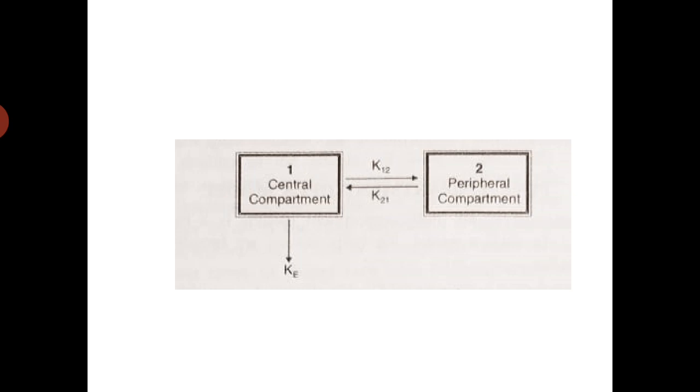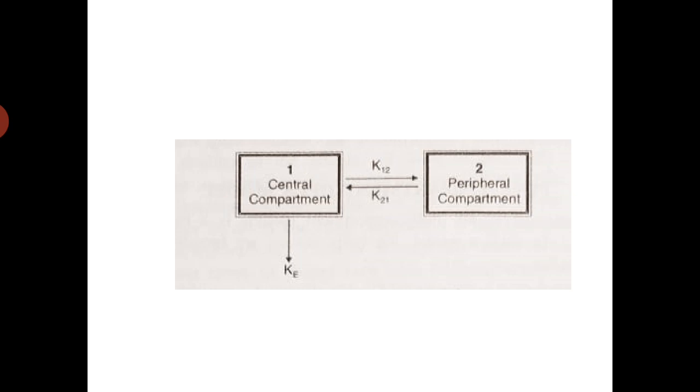The drug that is administered reaches the first compartment, which is the central compartment. In the concept of the two compartment model, the body is divided into two compartments. The entire body is considered as two compartments. The first compartment is the central compartment, the second compartment is the peripheral compartment. The division is based upon the perfusion or the distribution of the drug into the body.